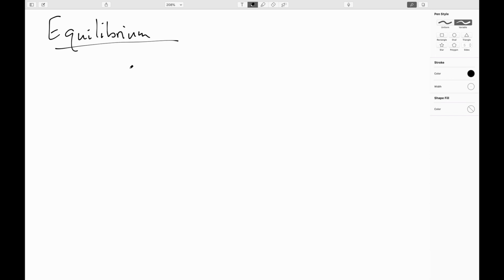So a system is said to be in equilibrium if its acceleration is equal to 0. So this means that it's going at a constant velocity. That constant velocity could be 0, but doesn't have to be. Some people differentiate those two situations of velocity equals 0. They'll call that static equilibrium, and velocity not equal to 0, they'll call dynamic equilibrium.